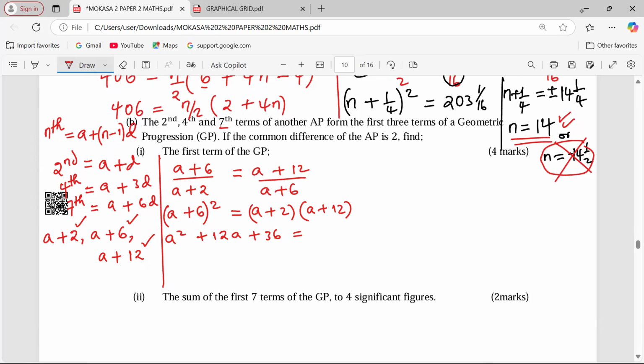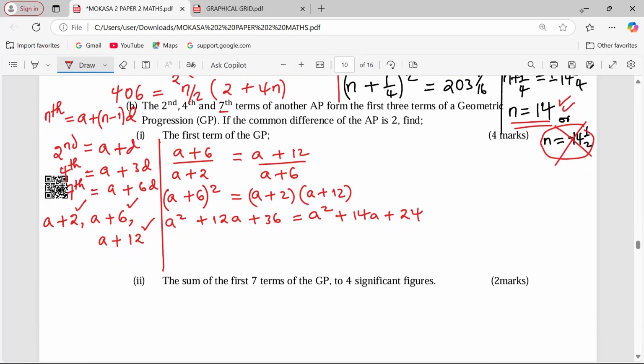This is equal to, on the other side now, A times A, that's A squared, plus A times 12, 12A, then 2 times A, that's a 2A. So 12 and 2 becomes 14A, then plus 24, that is 2 times 12. So I have expanded that. So the next thing will be the grouping of terms together.